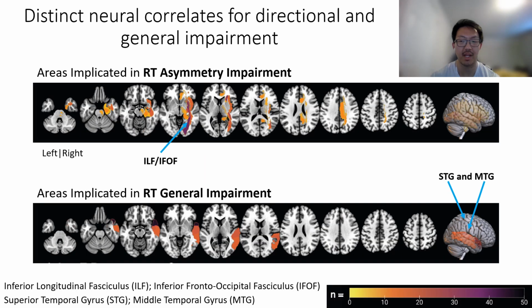Next, we performed SROI analysis across our cohort of individuals with stroke to determine if impairment in our reaction time parameters were correlated with lesion locations. We found impaired reaction time asymmetry was correlated with lesions to the inferior longitudinal and frontal occipital fasciculus, highlighting these regions as important for processing visual information in one hemifield. Impairments in general reaction time were correlated with lesions to the superior and middle temporal gyri, which suggests this region is key for the generation of reaching movements.